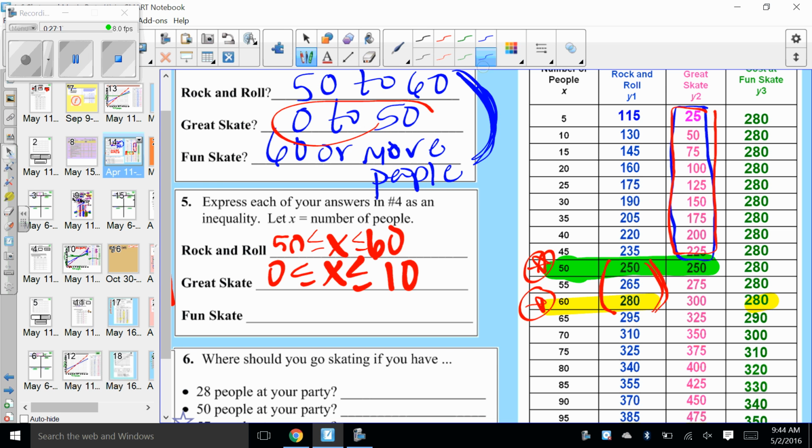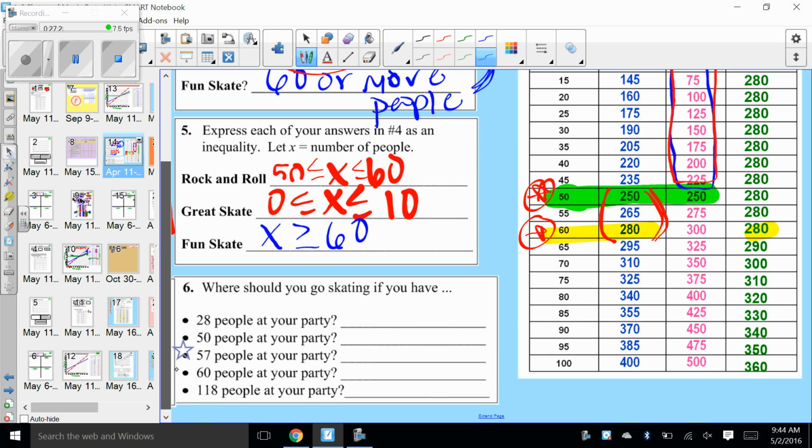All right, and now Fun Skate. So Fun Skate is cheaper with 60 or more people. So when the number of people is 60 or more, definitely go to Fun Skate, much cheaper.